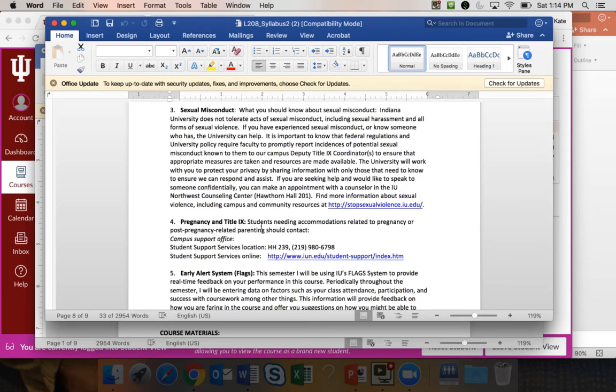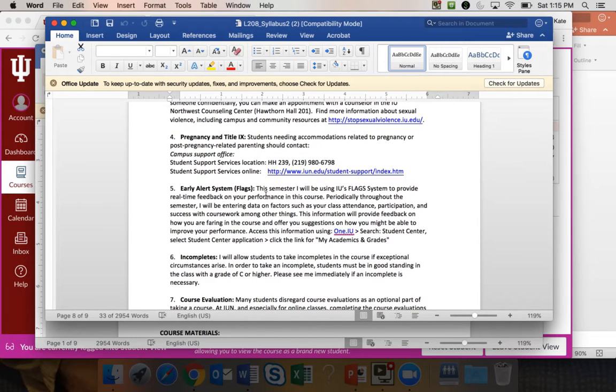If you're seeking help and you want to speak to someone confidentially, you can make an appointment with a counselor at IU Northwest. Their counseling center is Hawthorne Hall 201. And for more information about sexual violence and campus and community resources, I've also included a website. There's some information about pregnancy in Title IX that might be helpful. Students that need accommodation that are related to pregnancy or post-pregnancy and parenting should contact Campus Student Support Services. And again, I've included their office, which is Hawthorne Hall 239, their phone number, and their website.